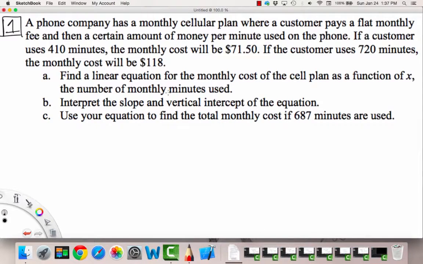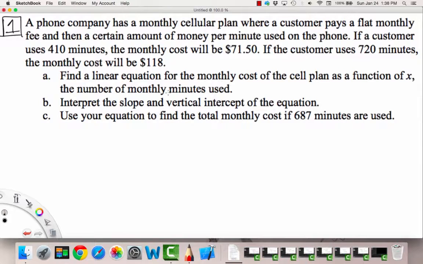We have a phone company that has a monthly cellular plan where a customer pays a flat monthly fee and then a certain amount of money per minute used on the phone. If a customer uses 410 minutes, the monthly cost will be $71.50. If the customer uses 720 minutes, the monthly cost is $118. Okay, so we have parts A, B, and C. Let's just read part A.